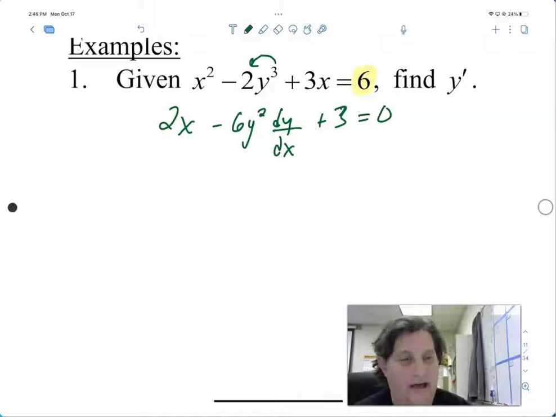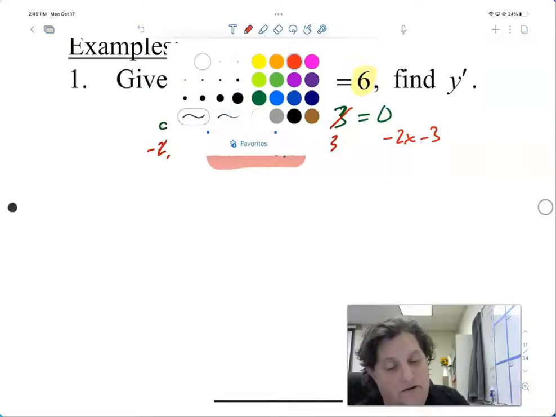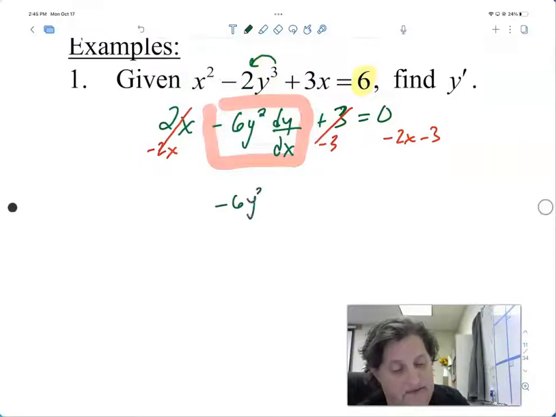This one doesn't look too bad. There's some that are like a little bit more difficult than that. But basically, here's what happens. Anything with a dy dx, we keep on the same side. Anything without a dy dx, we move to the other side. So minus 2x minus 3. Okay, so I have negative 6y squared dy dx equals negative 2x minus 3.